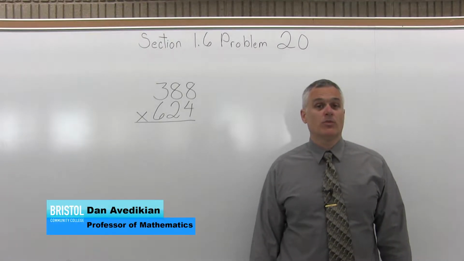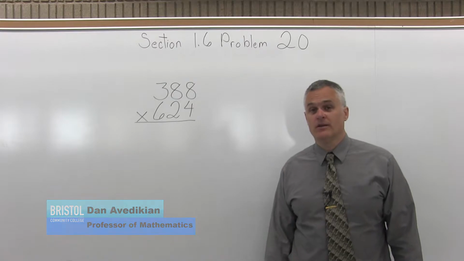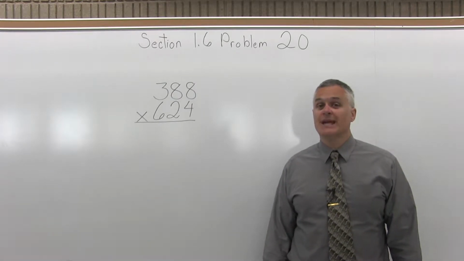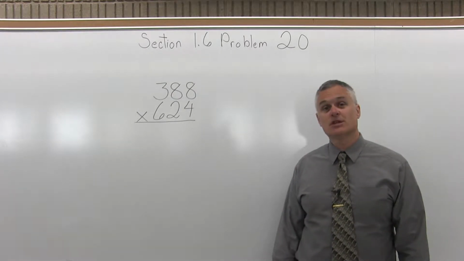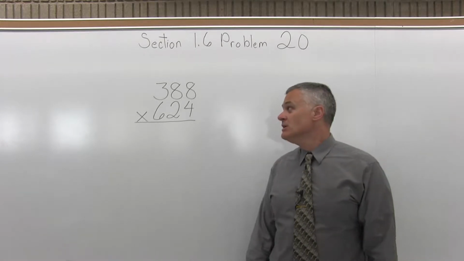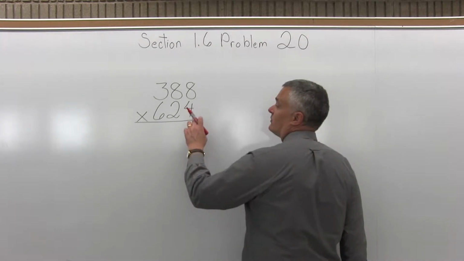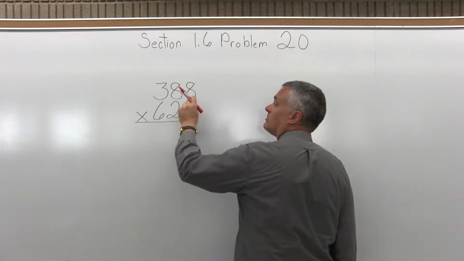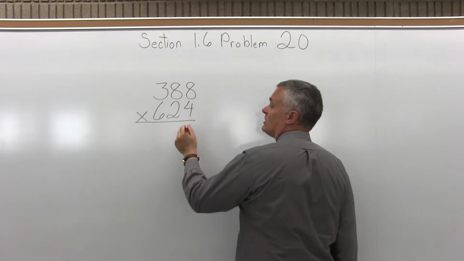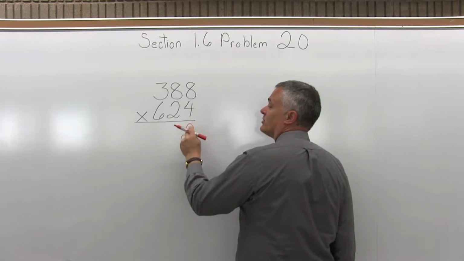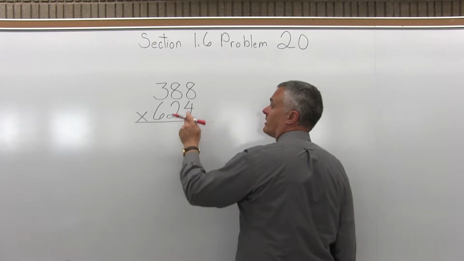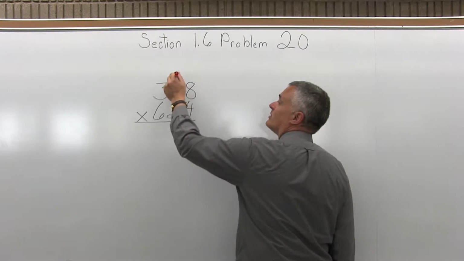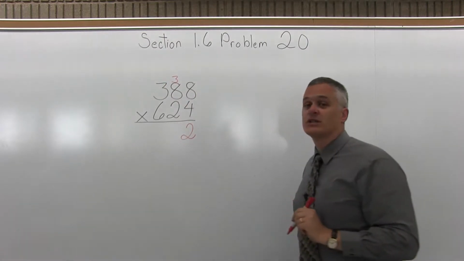This is Section 1.6, Problem 20. We have to multiply 388 times 624. So I start with the 4 in the bottom rightmost position times the top row. I will multiply 4 times 8 is 32. I write the 2 from the 32 under the column where I'm working, carry the 3 from the 32 to the top of the next column.